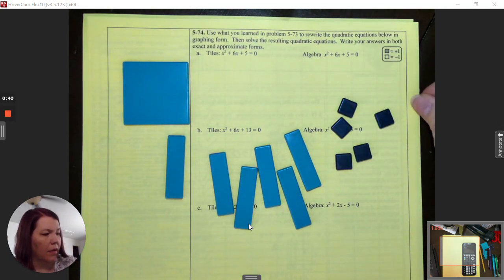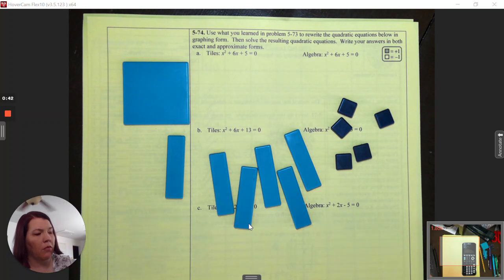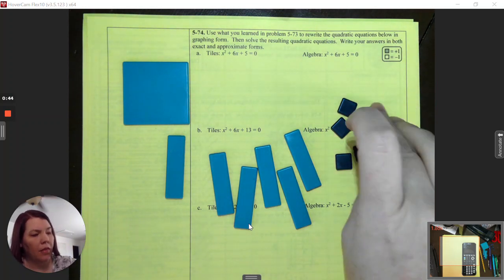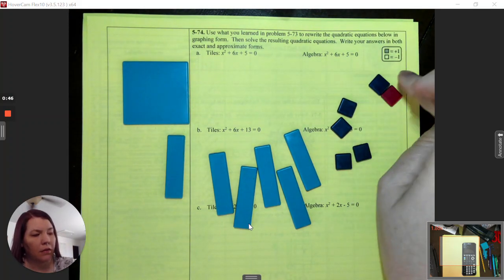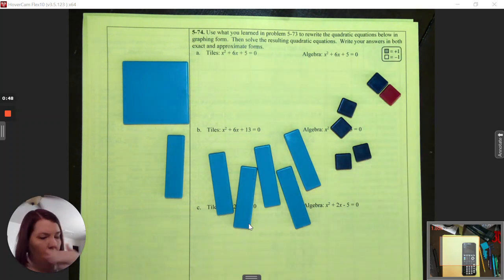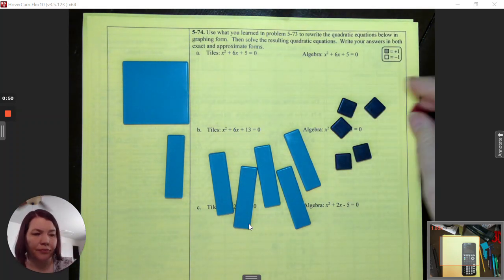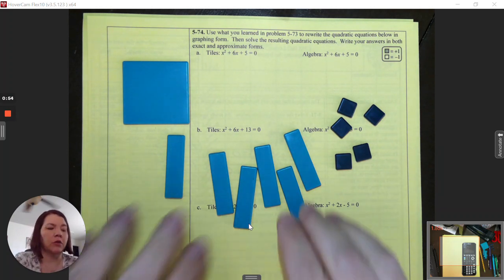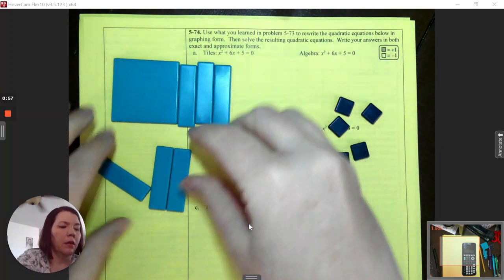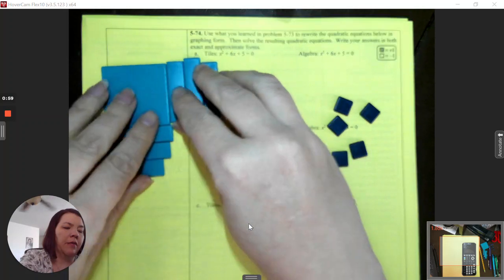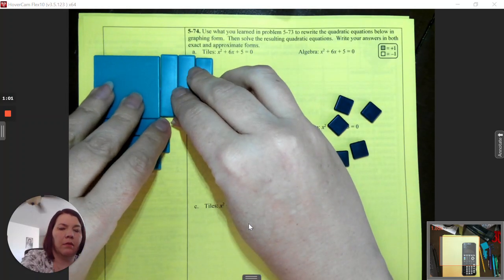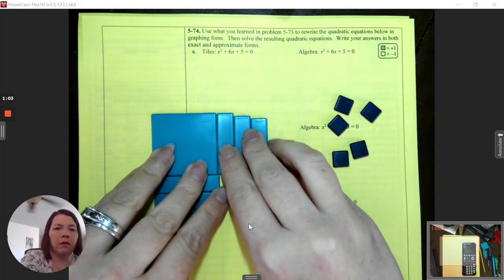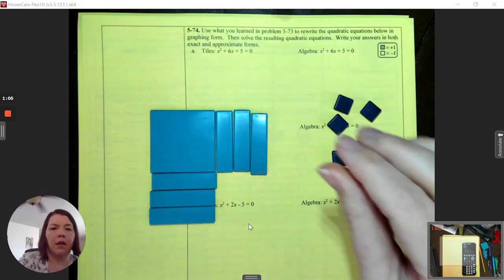So again, just really quickly so that we remember, this is positive, this is negative, and together they make 0. I'll get back to that. Now again, I'm trying to build a square. So I'm going to split these up half and half, to help me build my square, and then I need to fill this in.